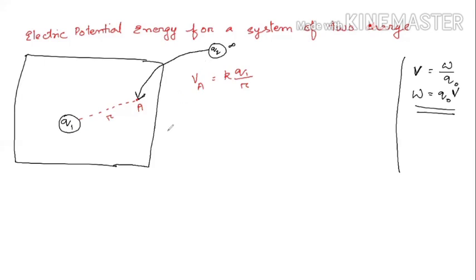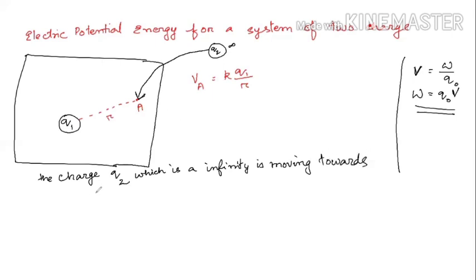So the charge Q2, which is at infinity, is moving towards point A, where the potential, that means at A, is V suffix A.